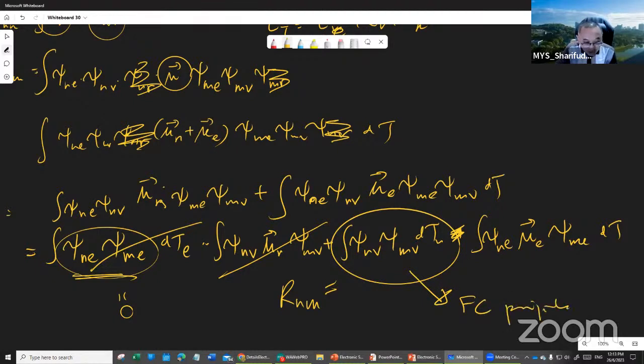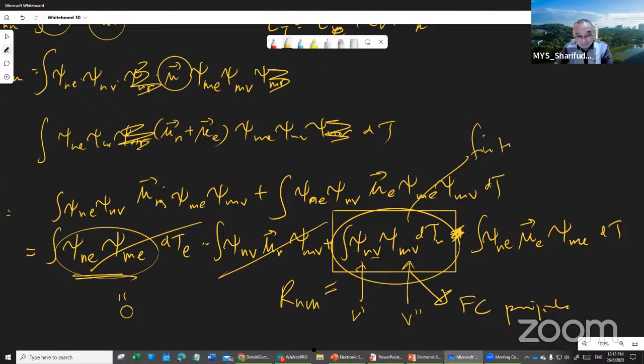Remember, I told you that what basically constitutes the Franck-Condon principle is the overlap between the ground and the excited state. So this measures the overlap. It's an integral between the excited vibrational level and the ground vibrational level. So this is your V prime. This is your V double prime. So this one is not orthogonal. In fact, this is the overlap integral. So this is finite, so it's not zero, which leaves us with this.